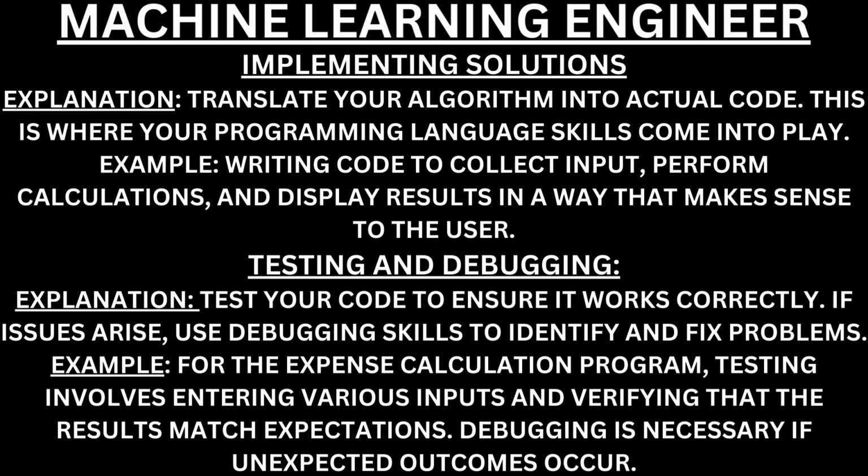Testing and debugging. Explanation: test your code to ensure it works correctly. If issues arise, use debugging skills to identify and fix problems. Example: for the example calculation program, testing involves entering various inputs and verifying that the results match expectations. Debugging is necessary if unexpected outcomes occur.